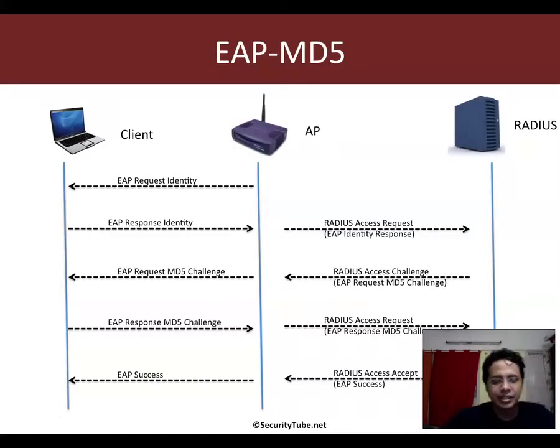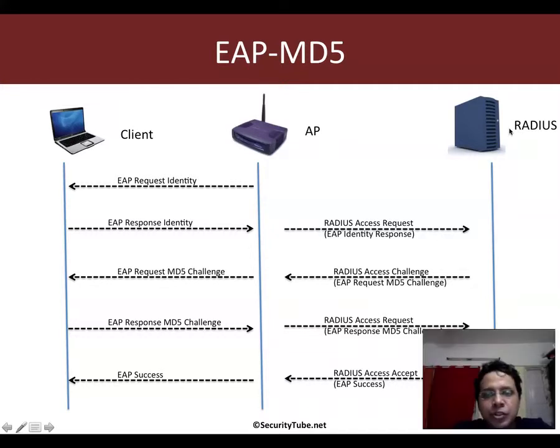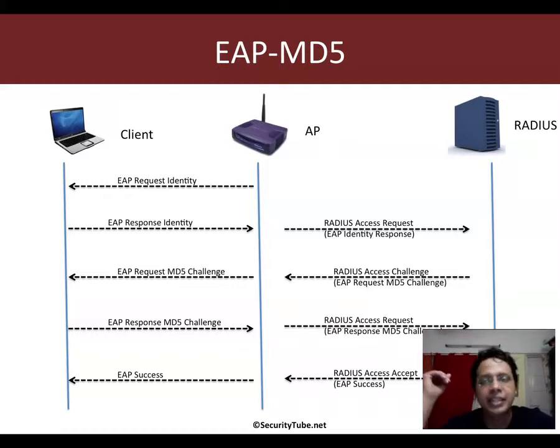So very quickly, how does EAP MD5 work? Now, you have a client, an access point and the radius server. And I think most of this you would recall from the basics of WPA Enterprise, where you have a supplicant, an authenticator and an authentication server, right?